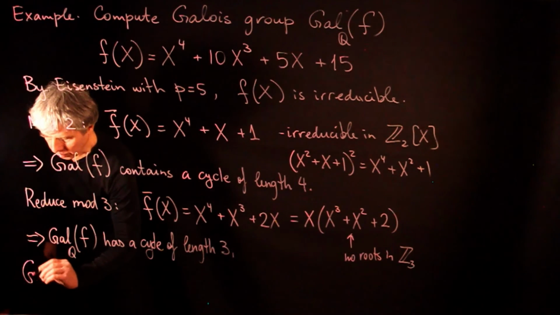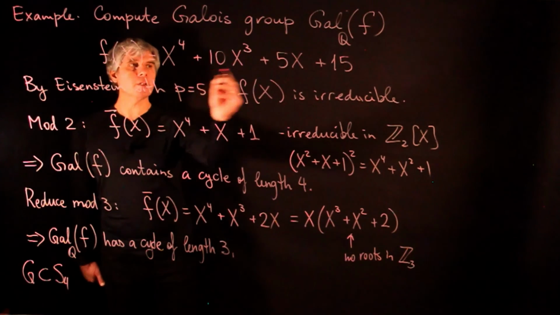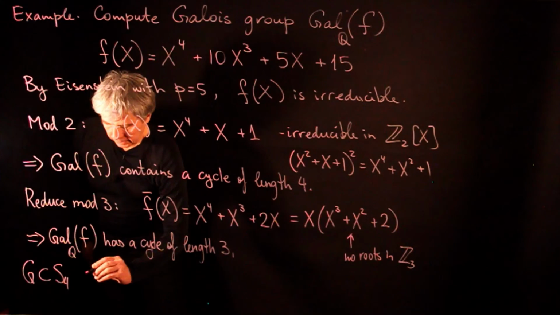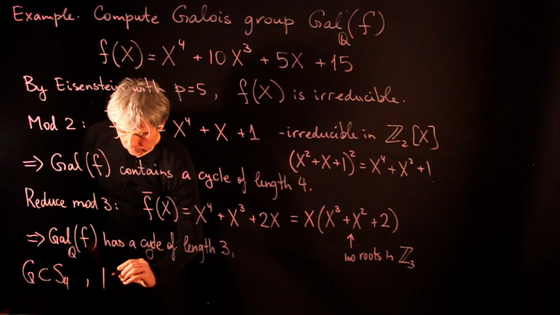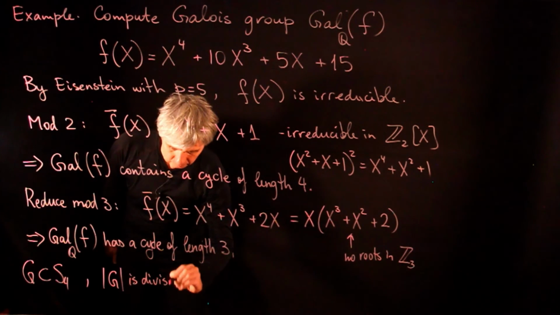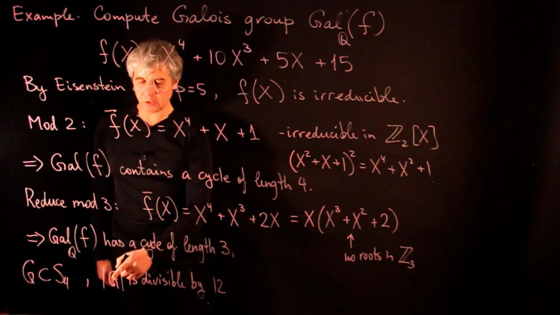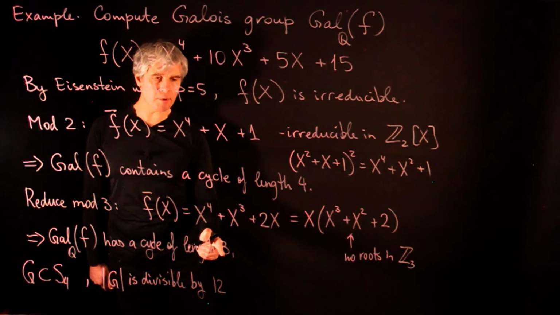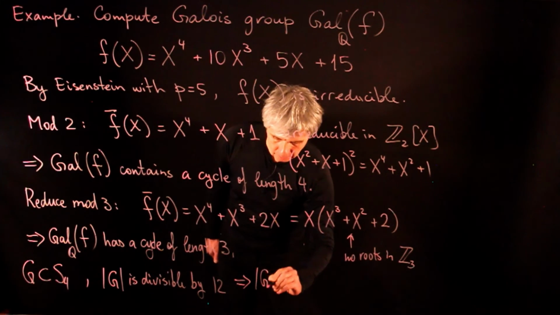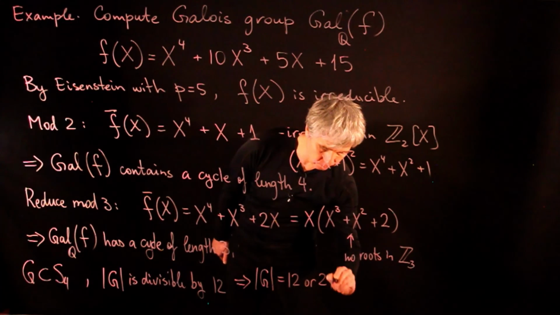And this Galois group is a subgroup inside S4, because our polynomial has 4 roots in the algebraic closure of Q. And we see that the order of G is divisible by 12, because this group has elements of order 3 and 4. So this tells us that the order of G is either 12 or 24.